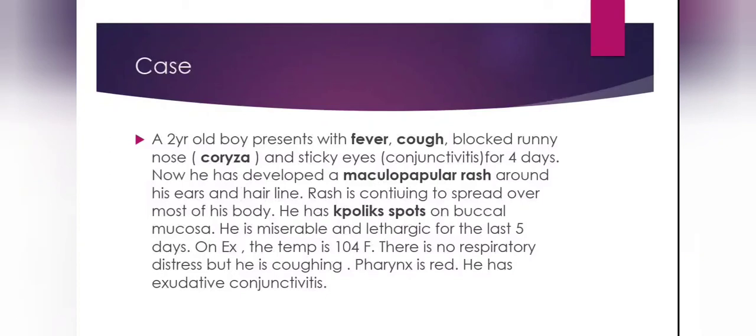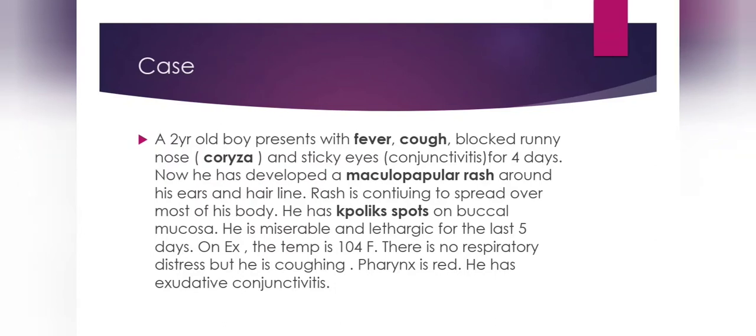A 2-year-old boy presents with fever, cough, blocked running nose, coryza, and sticky eyes, conjunctivitis, for 4 days. Now he has developed a maculopapular rash around his ears and hairline. The rash is continuing to spread over most of his body. He has Koplik spots on buccal mucosa. He is miserable and lethargic for the last 5 days.